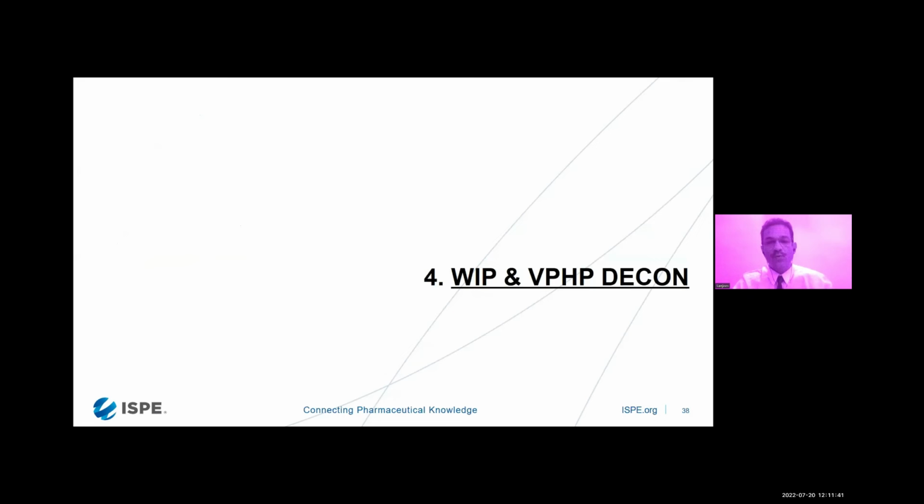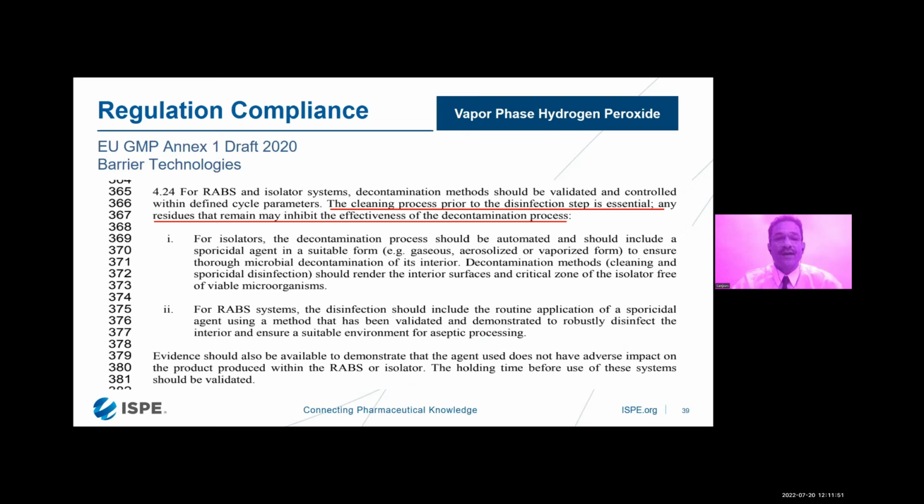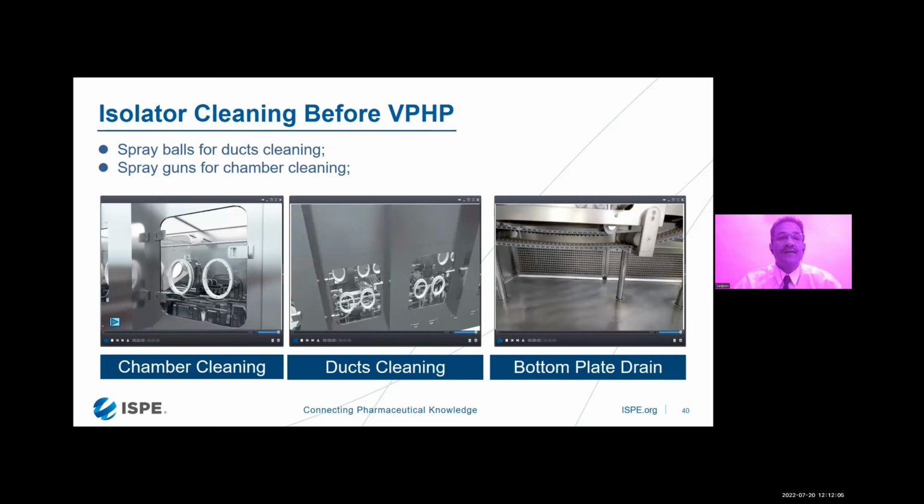So now coming to the WIP and the vapor hydrogen peroxide decontamination. Basically here, for the WIP system, the cleanliness process prior to the disinfection step is essential. Any residue that remains may inhibit the effectiveness of the decontamination process. So that is coming as a cGMP annex draft. And the spray ball, even these are the videos which I'll quickly run now.